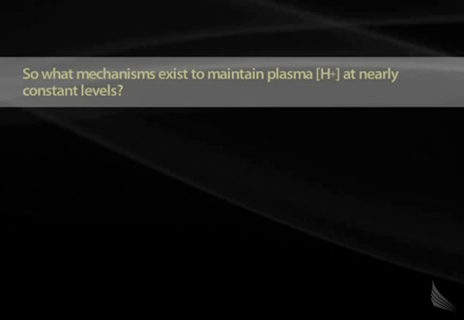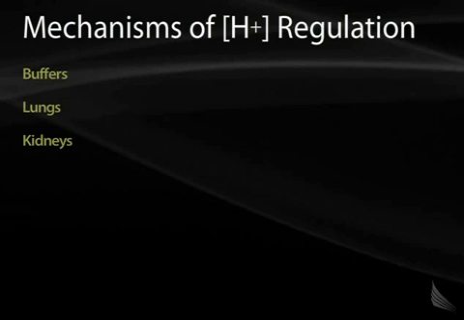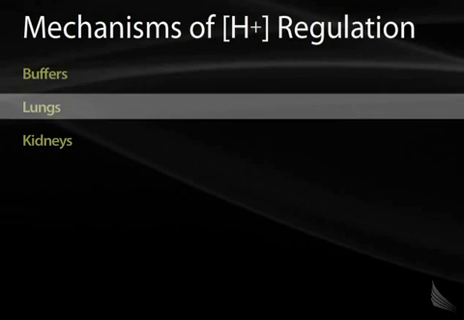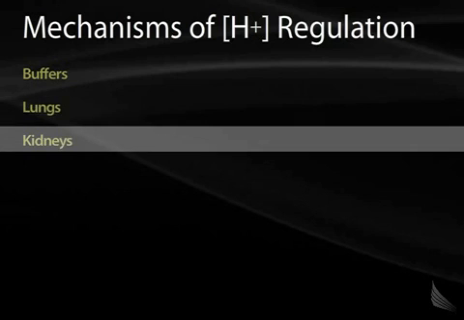What mechanisms are in place to maintain plasma hydrogen at nearly constant levels? There are three major mechanisms of hydrogen regulation. The most immediate response to changes in acid concentration is the use of buffers. The next most immediate response to changes in hydrogen concentration is through changes in minute ventilation, by changes in pulmonary function in the lungs. And finally, changes in hydrogen concentration lead to changes in the kidney handling of hydrogen ion, changes in net acid excretion.